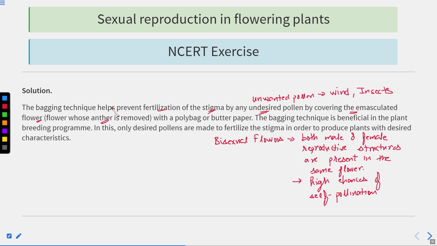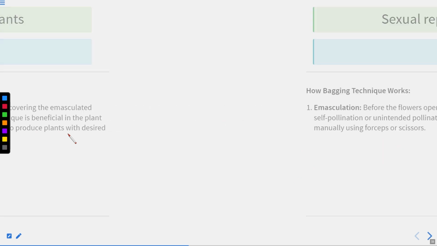Then you bag these emasculated flowers with a poly bag or butter paper. This is known as the bagging technique, when you cover the flowers with a poly bag or butter paper. Now, what is the benefit of the bagging technique? It is beneficial in plant breeding programs during artificial hybridization. Only the desired pollen is made to fertilize the stigma in order to produce plants with the desired characteristics. Clear? Now let's move on.